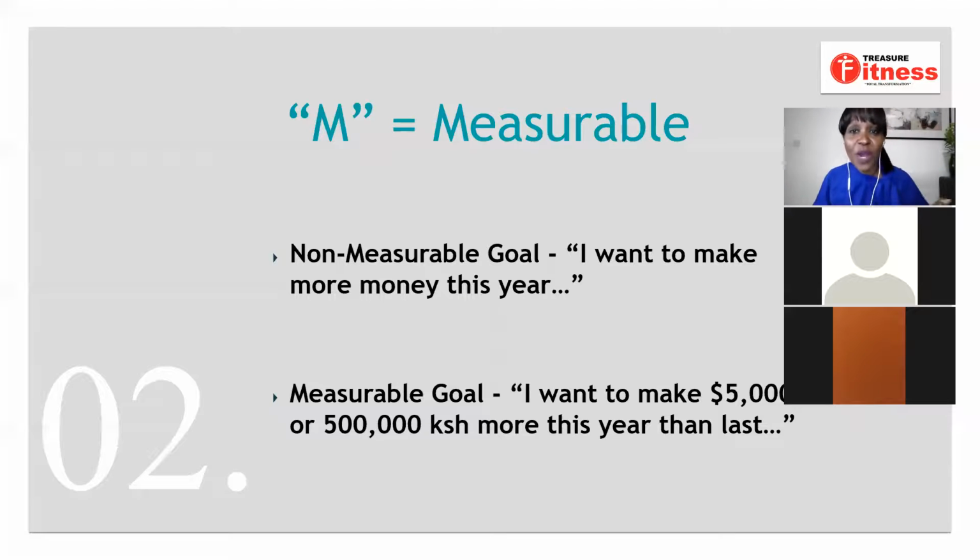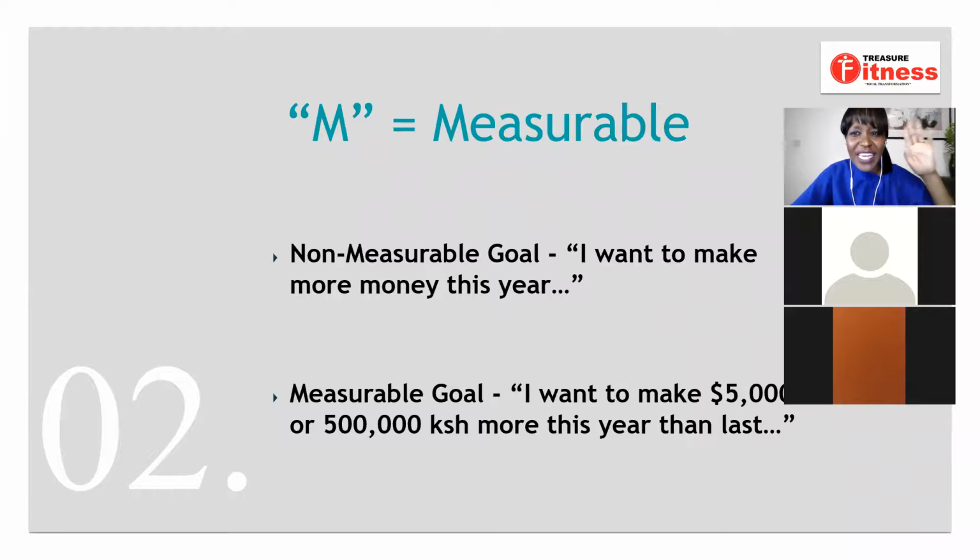So for someone, it could be, I want to make $5,000 more this year. Or someone would say, I want to make 500,000 Kenya shillings by the end of this year, or more than I did last year. Can you see the difference between I want to make more money versus I want to make 500,000 shillings more than I did last year?